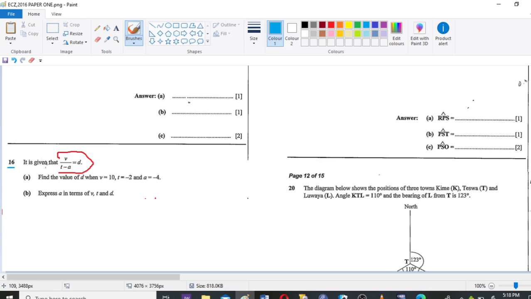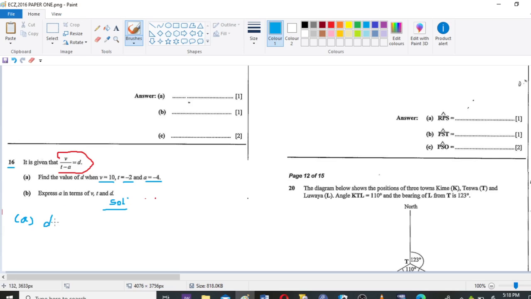So question 16 says, it is given that v over t minus a is equal to d. Find the value of d when v is 10, t is equal to -2, and a is equal to -4. Okay, so how do you solve this one? So we have our solution here. Okay, so we start with a. So how do we solve a? We just need to replace.